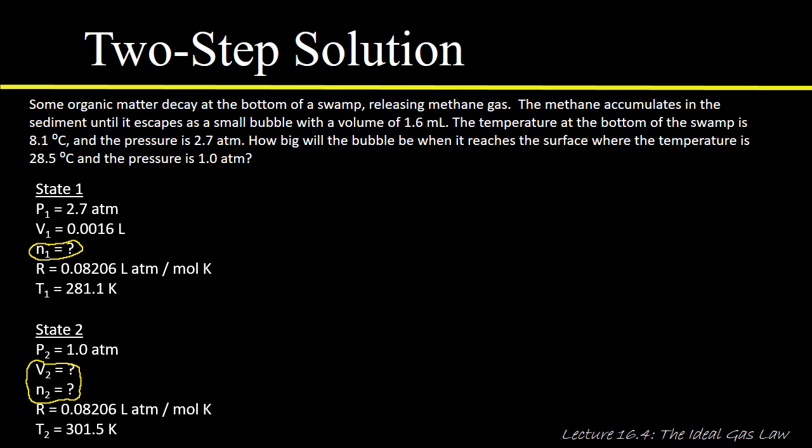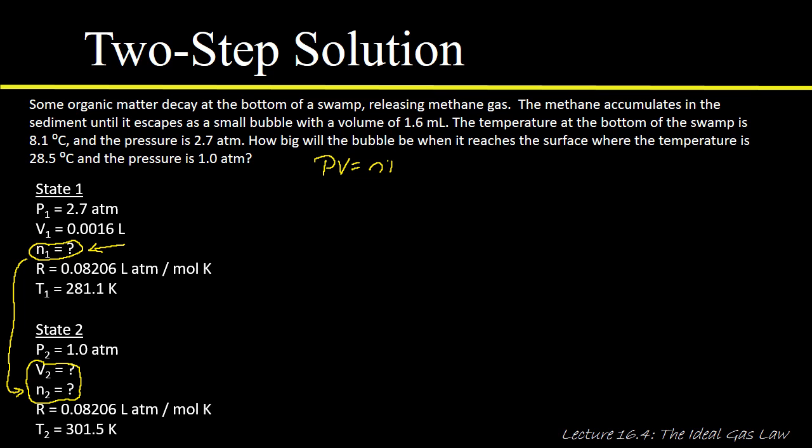But for our two-step solution, what we can do is first use the conditions of state 1 to determine the number of moles, and then once we have the number of moles calculated from state 1, we can move that down into state 2, and then we have enough to do the calculation of volume using the state 2 data. All right, so let's do this in a two-step method. Let's first solve for the number of moles. Okay.